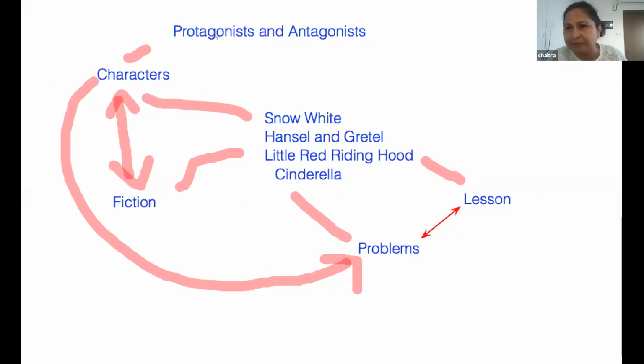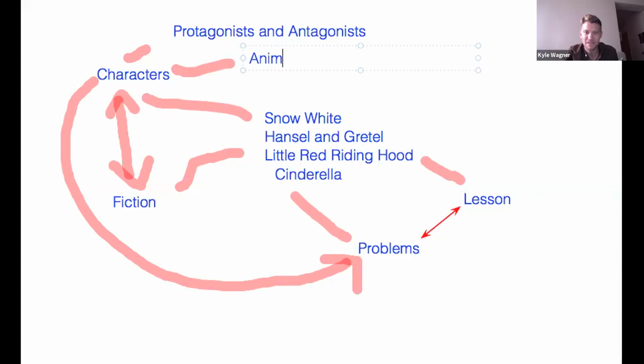Right. So I'm going to put protagonist and antagonist, and then here, I'm going to also draw. Sorry, were you finished? Yeah. So maybe for characters too, what makes them memorable is that a lot of times they'll have animal characters. Right. I'll put fables.